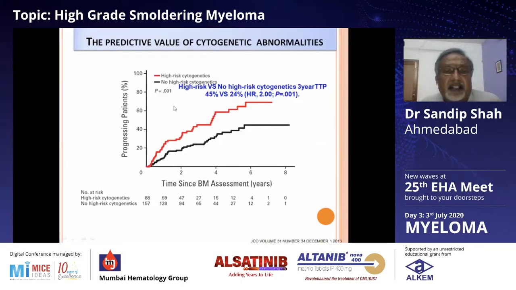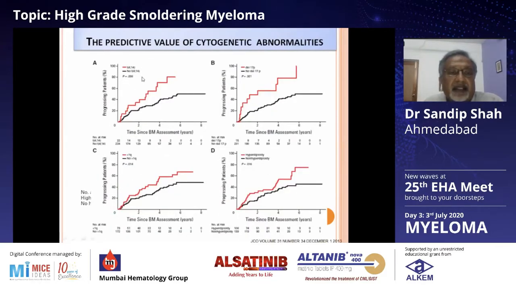Then there are other risk factors like cytogenetic abnormalities. If a patient has cytogenetic abnormalities, then again the patient has a faster progression compared to no cytogenetic abnormalities. And these are the graphs showing individual cytogenetic abnormalities like translocation 4;14, deletion 17p, gain of 1q, and hyperdiploidy. So if these abnormalities are present, then the progression is faster.